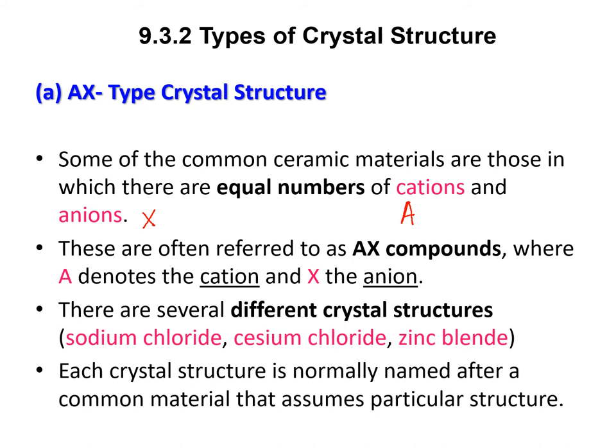There are several different examples of this type of crystal structure. The first one is sodium chloride. The second one is cesium chloride, and the third one is zinc blende. We will look into the details after this slide. Each crystal structure is normally named after a common material that assumes that particular structure.